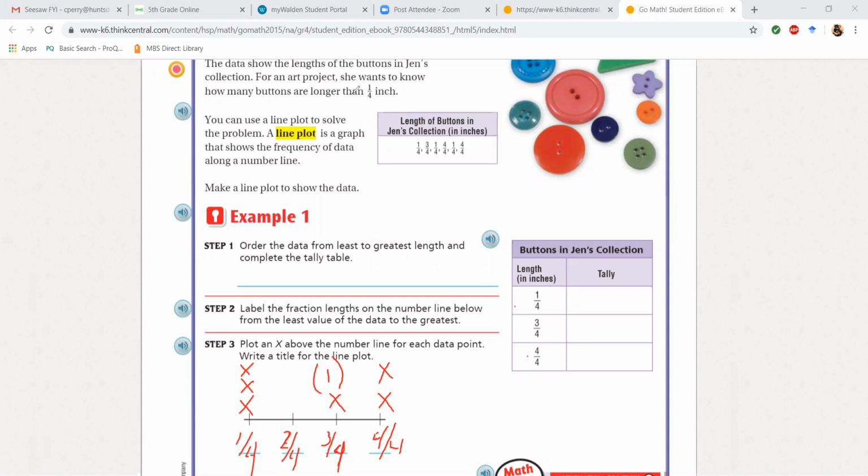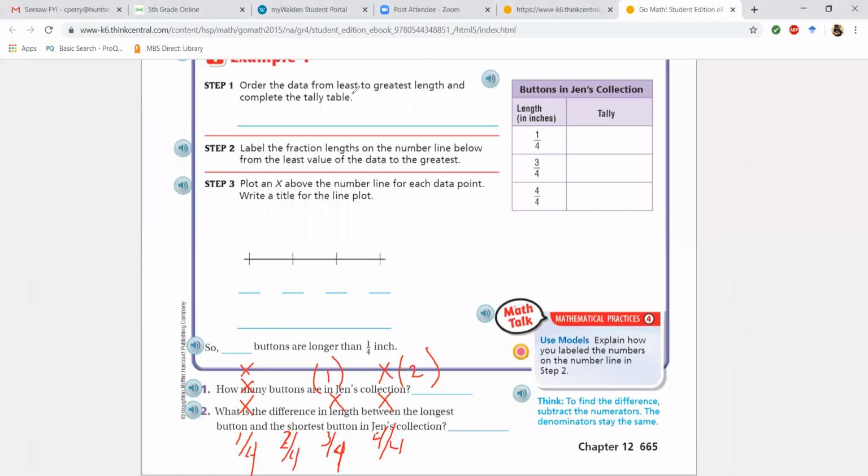So how many buttons does she have that are 4/4 inches? Count the number of X's. Yeah, 2. So how many total buttons does she have that are longer than 1/4? Count all your X's or add up 1 plus 2. And we know 1 plus 2, or if you counted the X's, is 3 buttons. So she has 3 buttons that are longer than 1/4 inch.